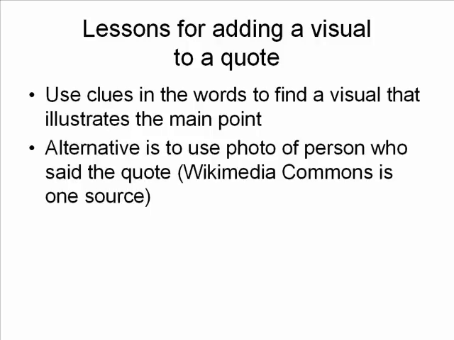One alternative to a photo or some sort of other visual that will illustrate the point in the quote is to use a photo of the person who said the quote. Again, Gandhi, Mark Twain, whoever it is. Now, where do you find photos that you can use that are easy to find? Well, Wikipedia, the online encyclopedia, has a portion of it called Wikimedia Commons, and they have accessible photos that you can use.